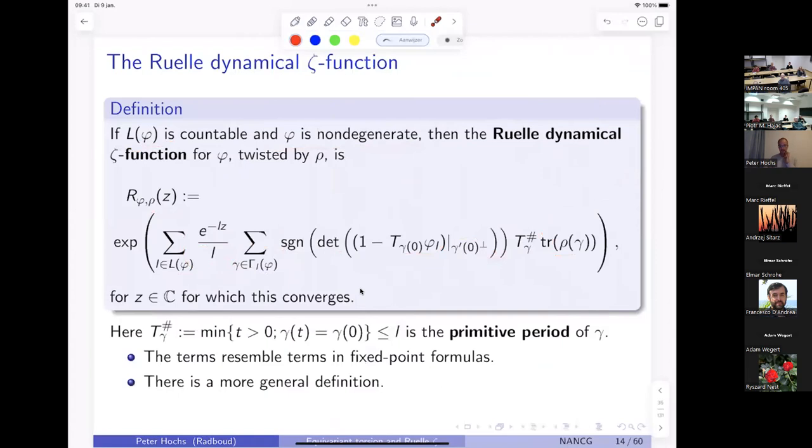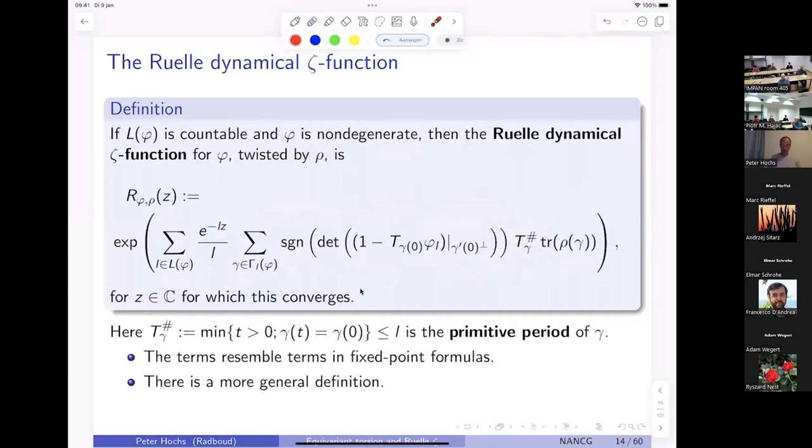Two comments on this. For what it's worth, these terms, for example the sign, look a bit like something in the Lefschetz fixed point formula, so it looks a little bit topological. And as I said before, this non-degeneracy condition is not needed. If you don't assume that, you have to replace this by something else, and you get some extra factors in there. But I'm only focusing on this case for now.